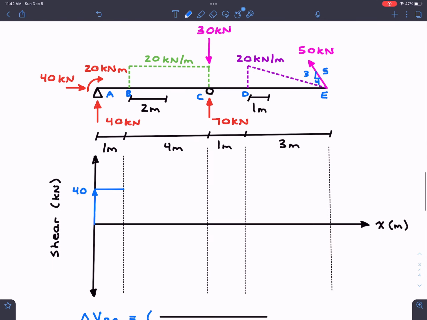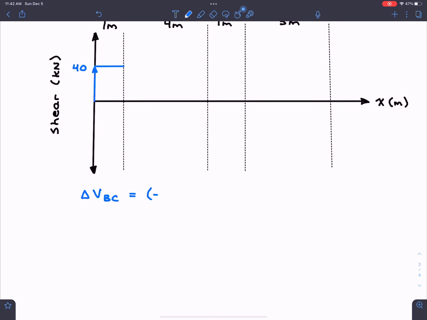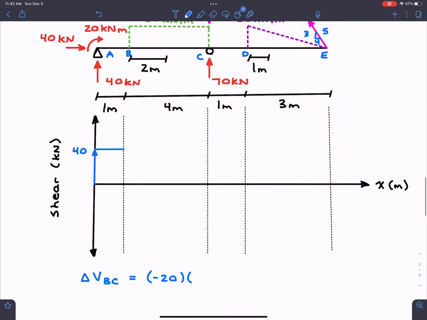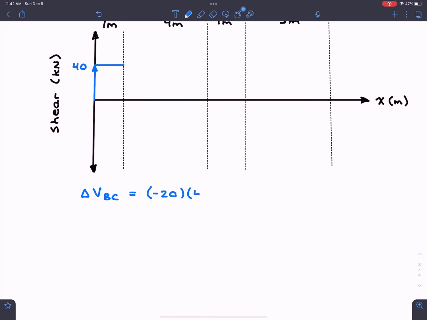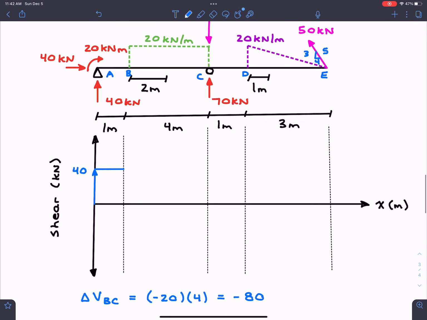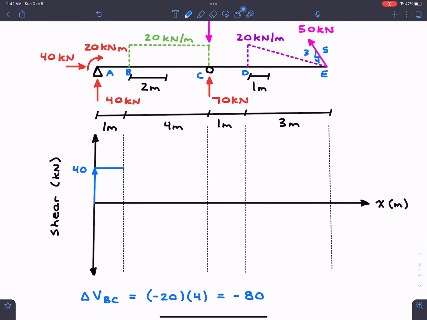So we have 20 kilonewtons per meter, and the thing to keep in mind is this is actually going downwards. So we'd have technically negative 20, because again it's going downwards, and then the base of this rectangle is 4 meters. So negative 20 times 4, we get negative 80. So all this means is that the change in shear between point B and point C is going to be negative 80.